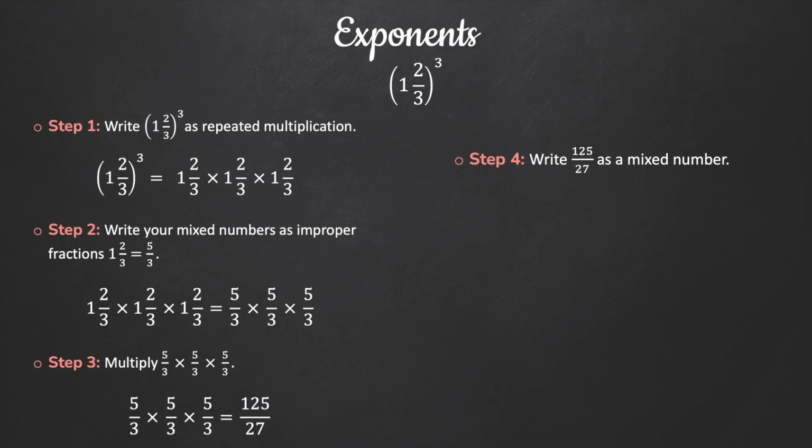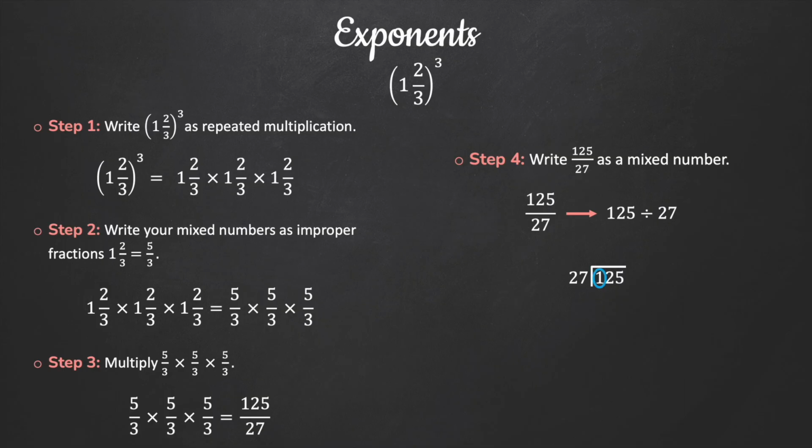Notice that our answer is an improper fraction. So the next thing we're going to do is write 125 over 27 as a mixed number. In order to do that, we have to divide 125 divided by 27. So we're going to go ahead and set up our long division here.